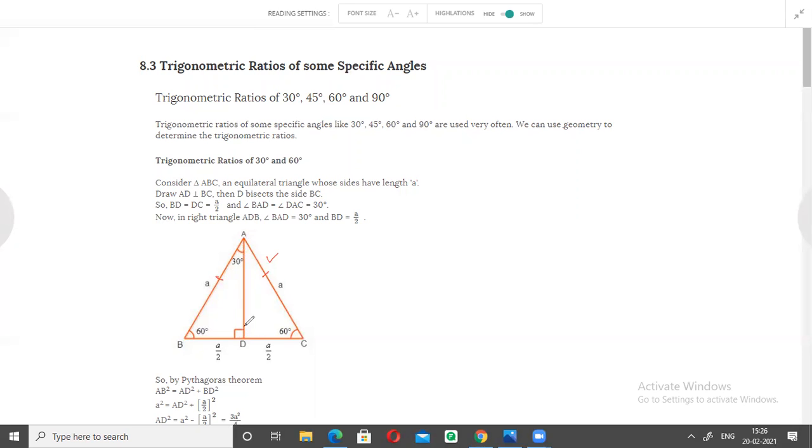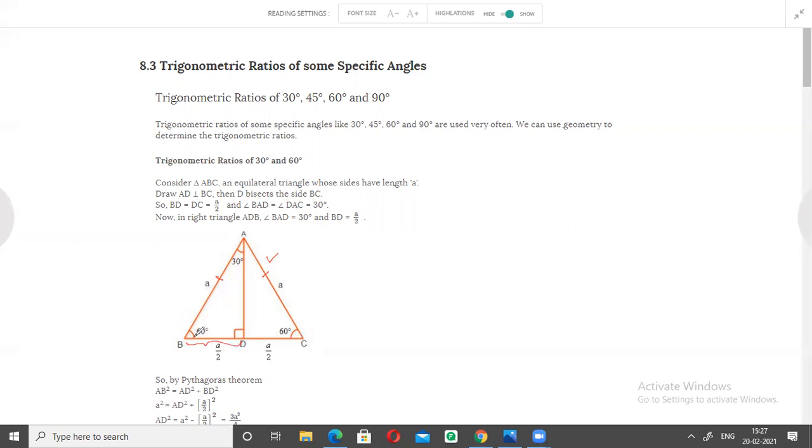So if you draw a median AD, this will be the perpendicular as well for an equilateral triangle. So AD is the median as well as the altitude for this triangle ABC. Now let us take each side as A units. So AB equal to A units, AC equal to A units and BC is also equal to A units. So if BC is A, then BD and DC each will be half of that, that is A by 2. So each of these measurements is A by 2.